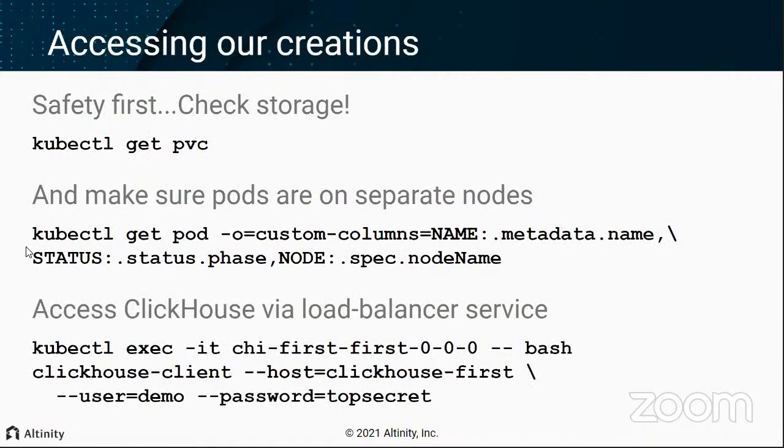Once it comes up, we want to do a few checks to make sure it's alive. I always do safety checks, make sure I really have storage. So we can list our persistent volume claims. We can make sure pods are on separate nodes. This is some kubectl magic to give a list of your pods and show which node, which VM or host they're on. And then finally, you want to go check whether we can get in, so we can exec into the pod. It's the same thing that Docker allows you to do, and then we can run the ClickHouse client and test that our user demo and its password secret works.